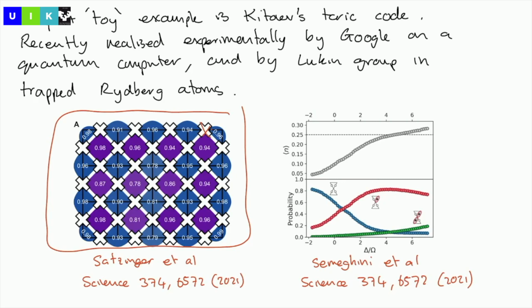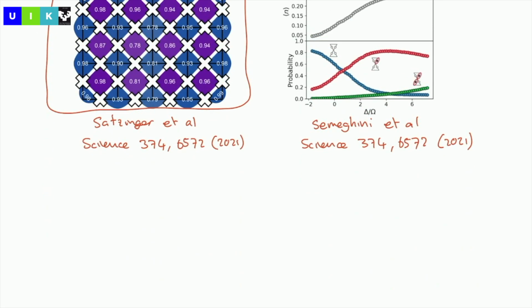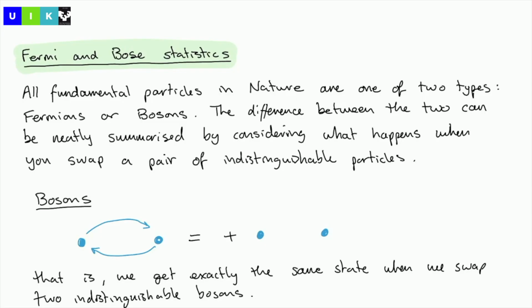And in parallel, Misha Lukin's group realized the toric code Hamiltonian in trapped Rydberg atoms. Again, this is a slightly different flavor, but there they have a Kagome lattice of Rydberg atoms, and they find that they have this kind of dimer spin liquid, which is essentially the same thing as Kitaev's toric code. Okay. So that's a bit of background. So let's start properly with describing anyons.